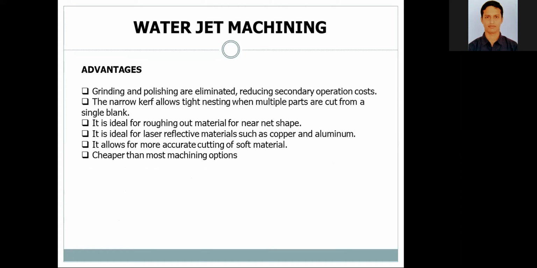This is ideal for laser reflective materials such as copper and aluminium. It allows for more accurate cutting of soft material. It is also cheaper than most other machining options.